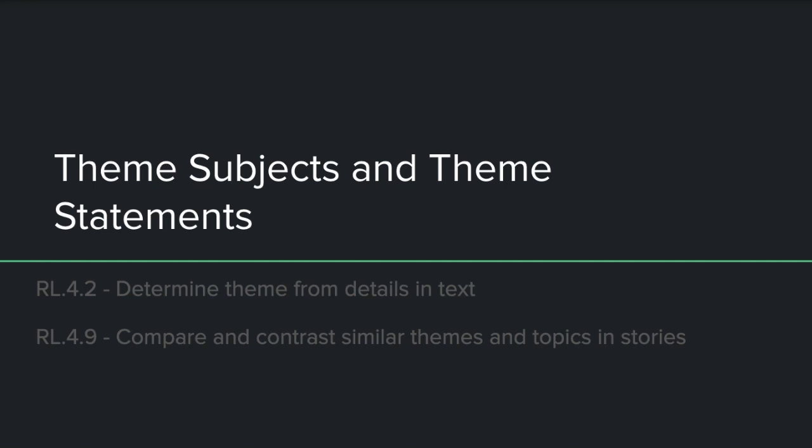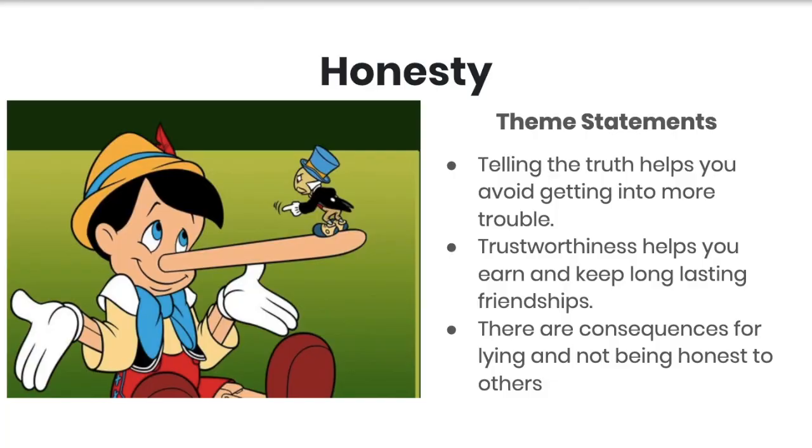Now, we have theme subjects and theme statements. A subject, we're just going to call that a one-word theme, like honesty. And then a little bit later, we're going to come up with theme statements, which is a sentence that we can use. In this case, it's going to be a sentence about honesty. Okay? So honesty, a theme statement, could be something like, telling the truth helps you avoid getting into more trouble. Another theme statement could be, trustworthiness helps you earn and keep long-lasting friendships. A third theme statement could be, there are consequences for lying and not being honest to others. So in certain stories, different theme statements about honesty could be like that.